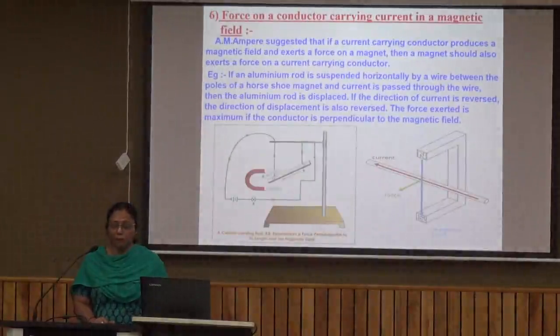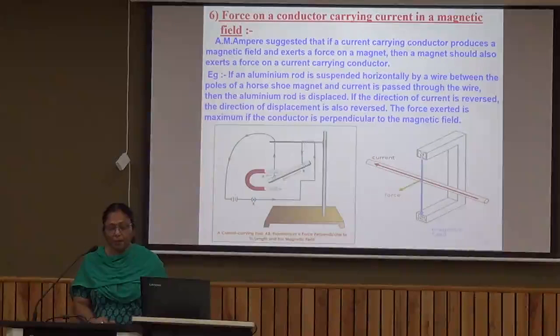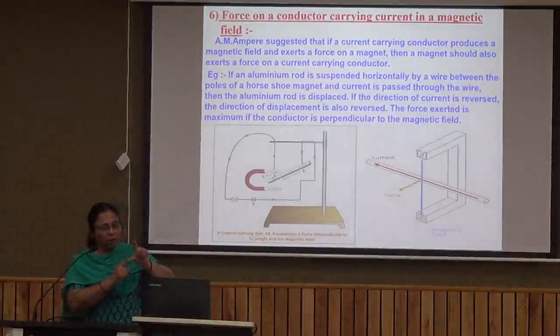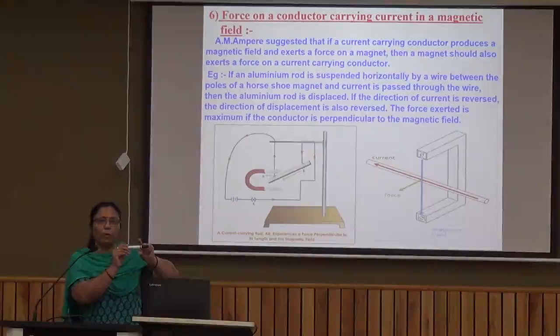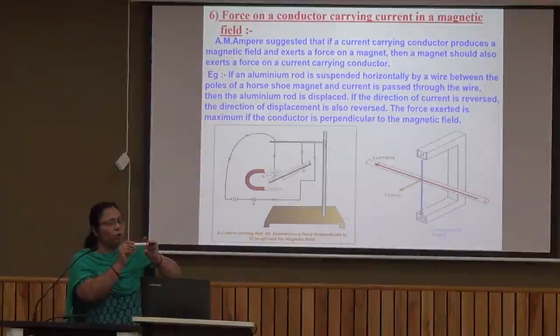The third part of this chapter is force on a current carrying conductor in a magnetic field. As shown in the diagram, there is a magnet whose north pole is here, south pole is here. So the magnetic field is from north to south. And if there is a conductor placed perpendicular to the magnetic field, as soon as the current is on, the conductor will move perpendicular to the current as well as the magnetic field. So this conductor will move either out or in.